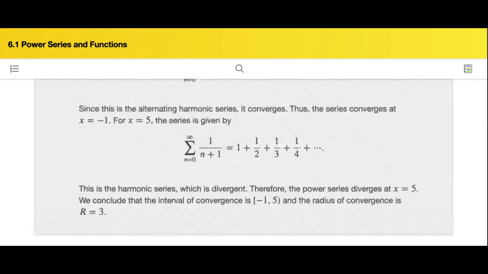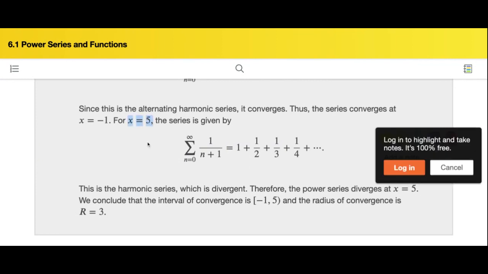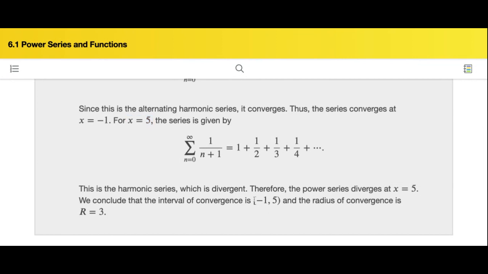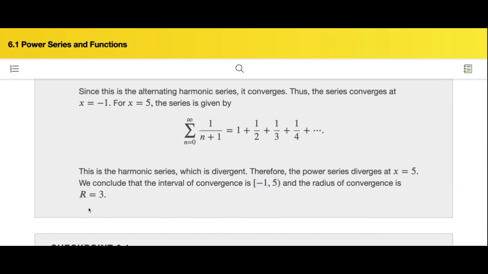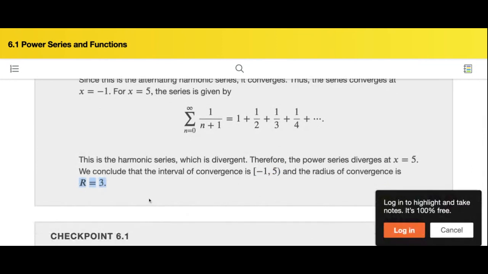Well, now let's check 5. When x equals 5, the series becomes 1 over n plus 1, because n starts from 0, so this is a harmonic series. And we know harmonic series diverges. So at point 5, the series diverges. So the conclusion is the series converges at -1 and from -1 up to 5, but not including 5. And the radius of convergence is 3, r equals 3.